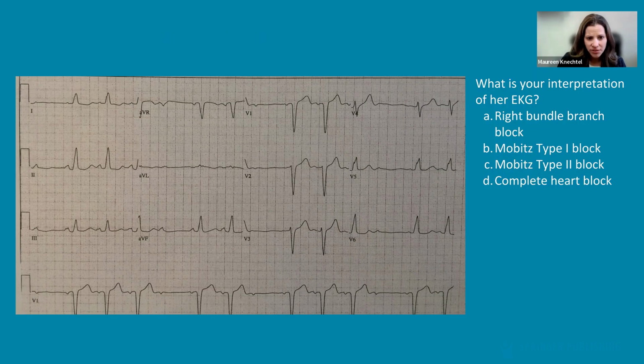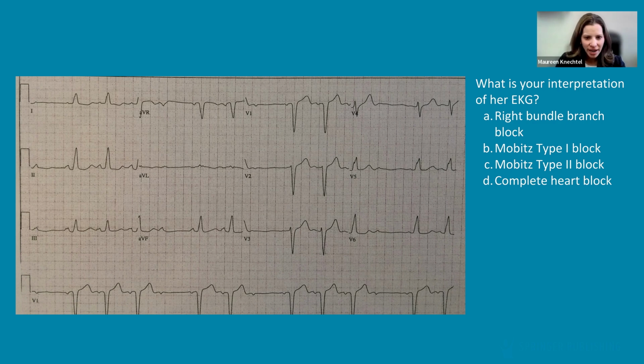But first, before we do that, so right bundle branch block, you can have a right bundle branch block in addition to another type of heart block, because a bundle branch block is occurring at the level of the ventricles, and then a second degree block is occurring at the level of the AV node or the bundle of His. But in this case, it's not a right bundle morphology. It's actually a left bundle morphology.